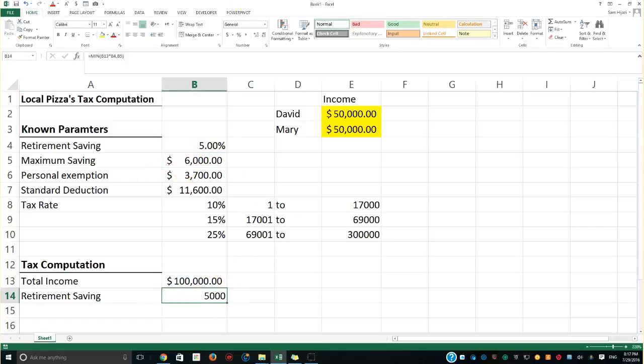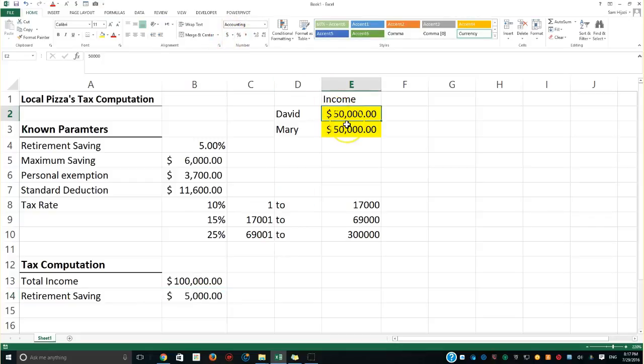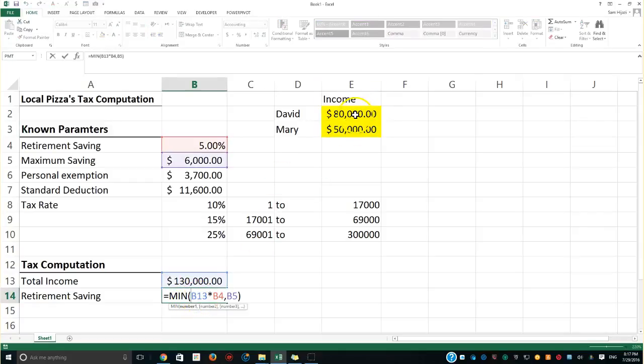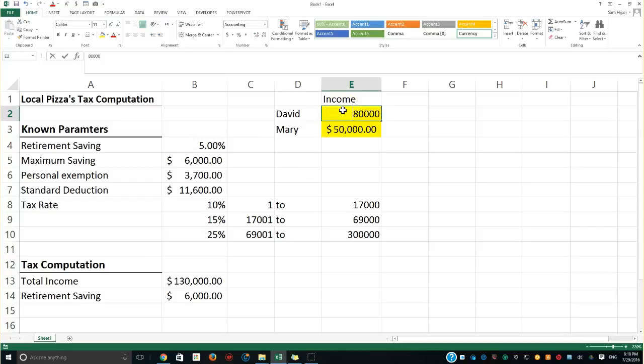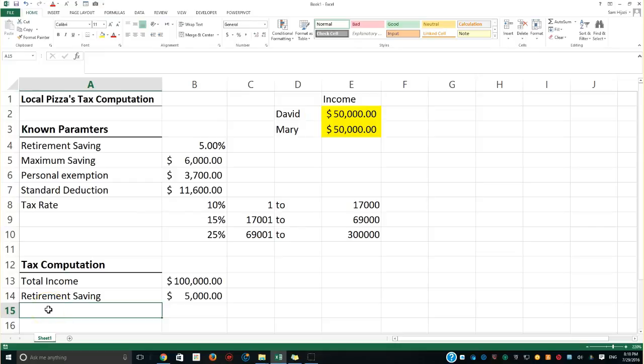In this case, you can see that it's easily calculated. If that happens to be, let's say, $80,000, then we're going to default to the $6,000 because David's income plus Mary's income has exceeded $130,000. So 5% of $130,000 is going to be greater than $6,000, and the minimum is going to grab the $6,000 as a result. If I change that back to $50,000 with that initial assumption, it goes back to the minimum, which in this case is the $5,000.